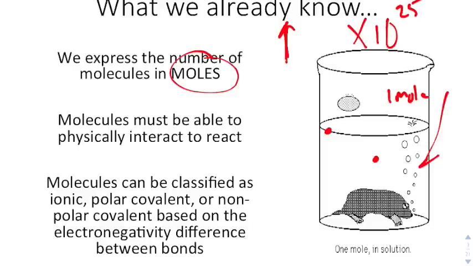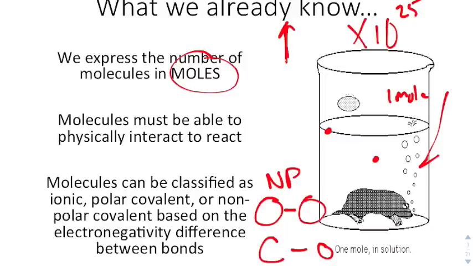We also know that molecules can be classified as ionic, polar covalent, or nonpolar covalent based on the electronegativity difference between the bonds. So for example, if we have oxygen and oxygen bonded, that is a nonpolar bond. If we have something like carbon and oxygen, that would be a polar bond because the oxygen wants those electrons more than the carbon does. And finally, if you have a metal and a nonmetal, something like sodium and chlorine, electrons are actually transferred, making them positive and negative ions.